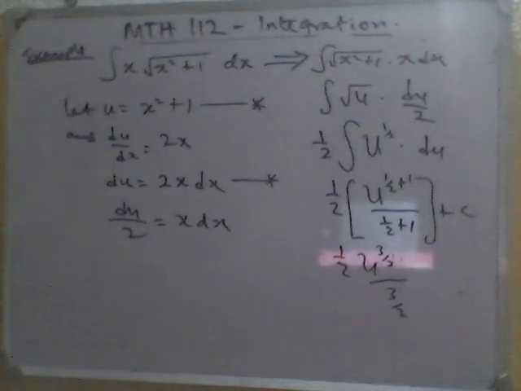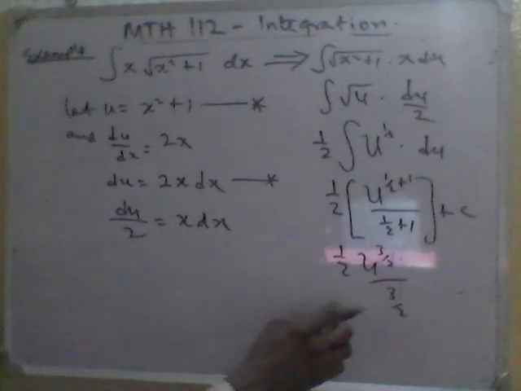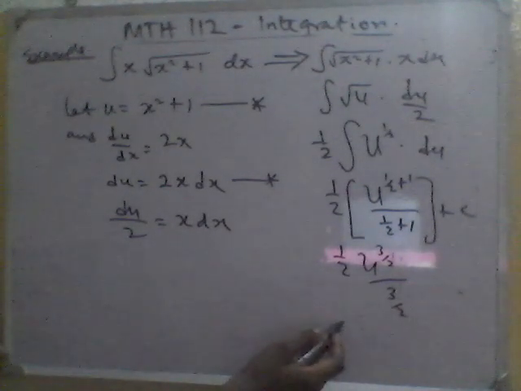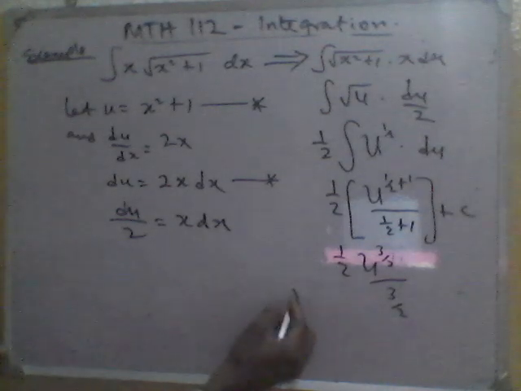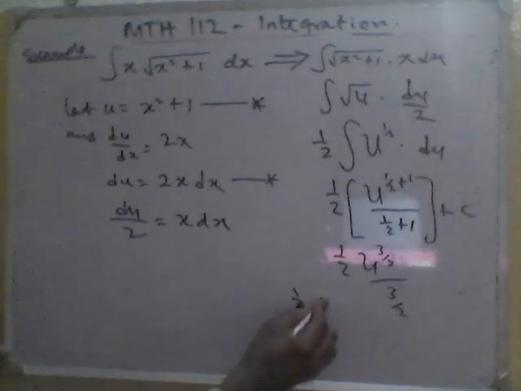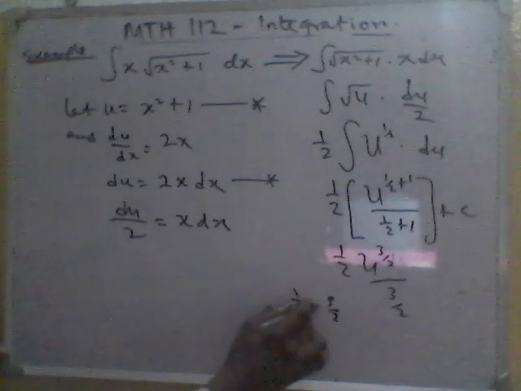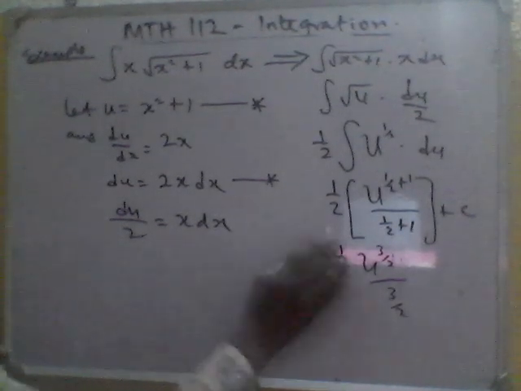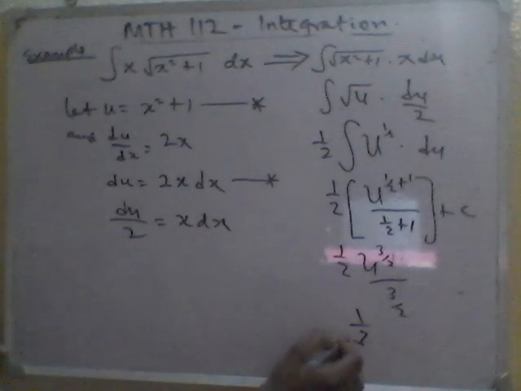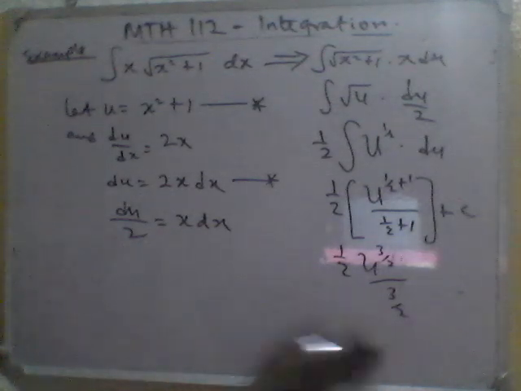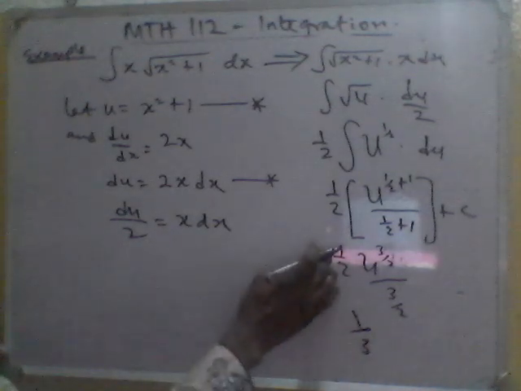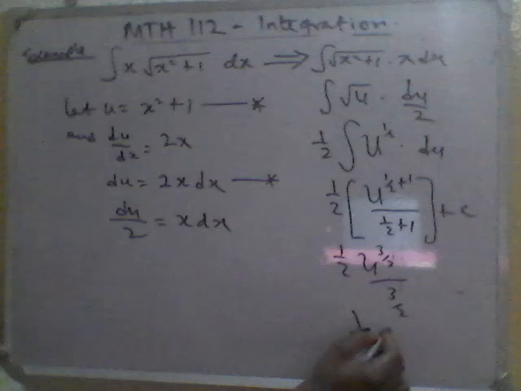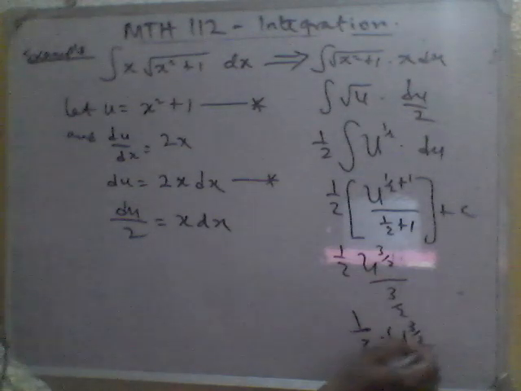So this one too can also be resolved. It can also be resolved to, this can cancel this. Because this one is simply saying half divided by 3 over 2 times 2 over 3, right? So I have 1 over 3. So this and this will give me 1 over 3, right? Because this divided by this is 1 over 3, right? Dot u raised to the power 3 over 2 plus c.